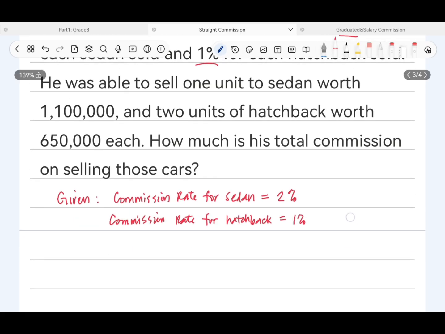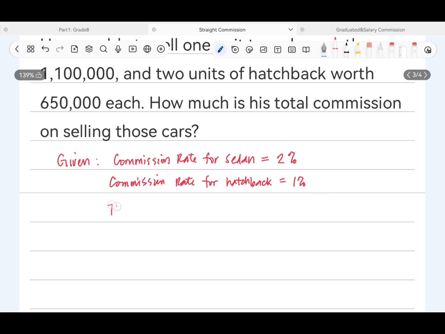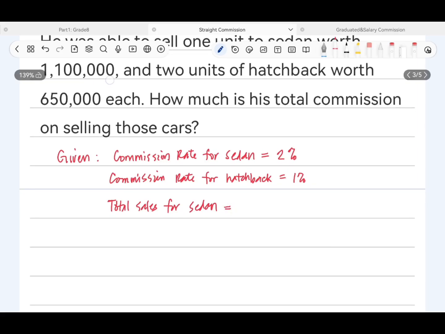And then we also have the total sales for sedan. We have 1,100,000 pesos. And for the total sales for hatchback, we have 650,000.